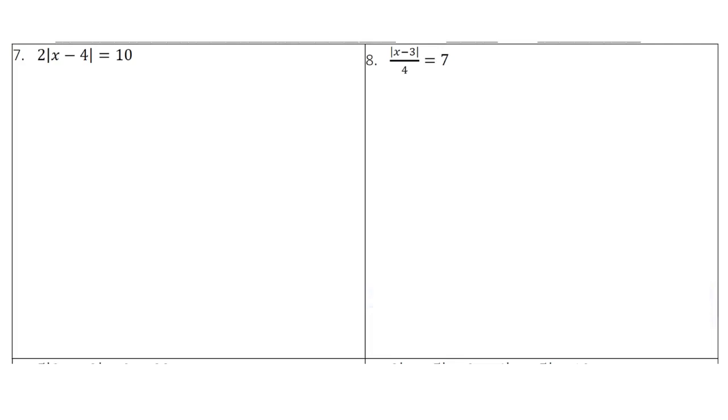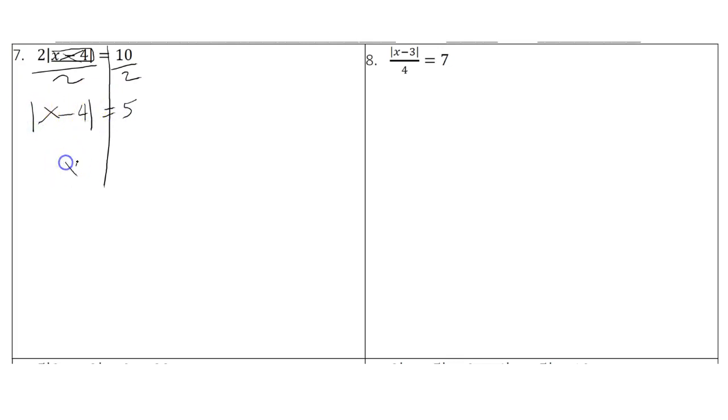Now that you have tried it, check your work. First, remember that you can do nothing with what's inside the absolute value till it's been isolated. So divide both sides by 2. This gives us the absolute value of x minus 4 is equal to 5.